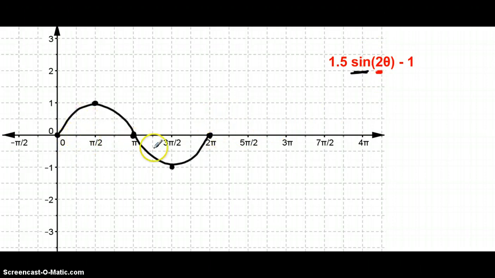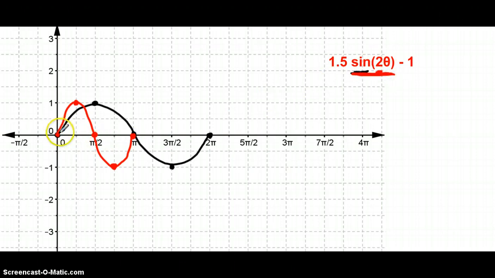So to do this, we're just going to move each of these key points halfway to the origin. So 0 halfway to 0 is still 0. Pi over 2 halfway is going to be pi over 4. Moving pi halfway gets us to pi over 2. 3 pi over 2 will move to 3 pi over 4, and that should be at negative 1. And 2 pi is going to move to 1 pi. And so now if I sketch a curve through here, I have now graphed sine of 2 theta.